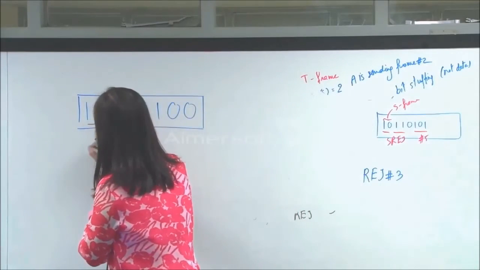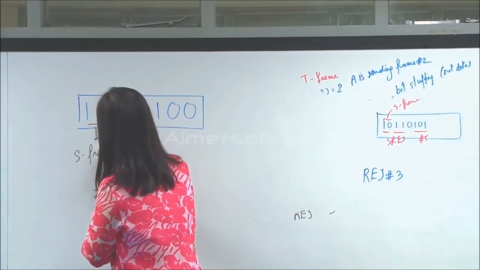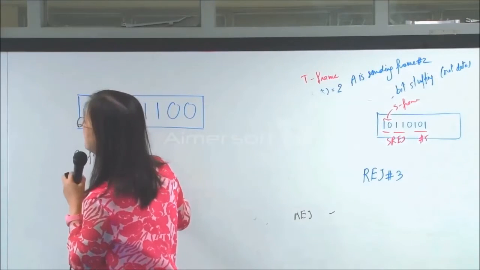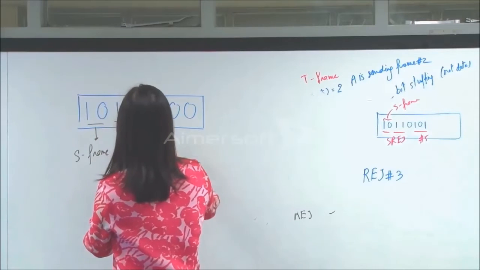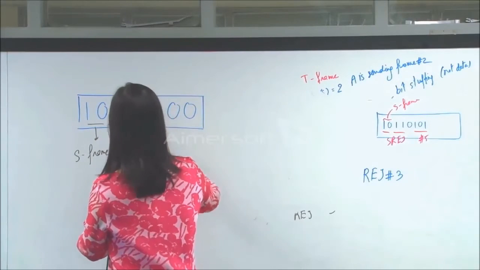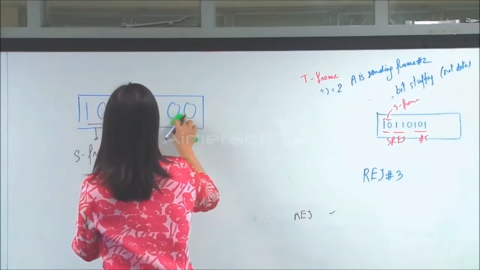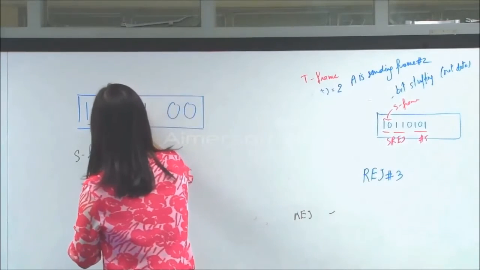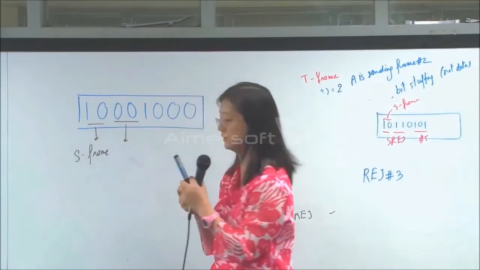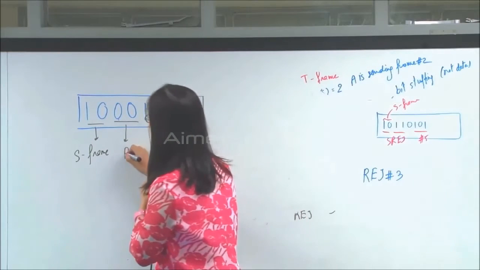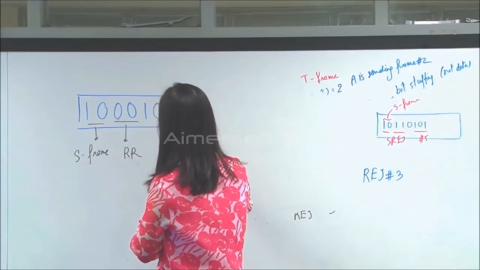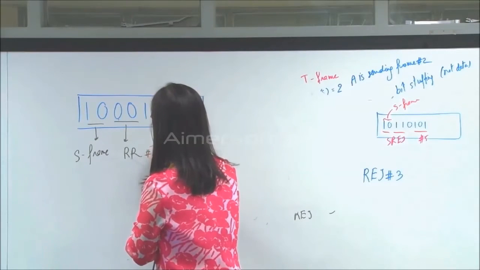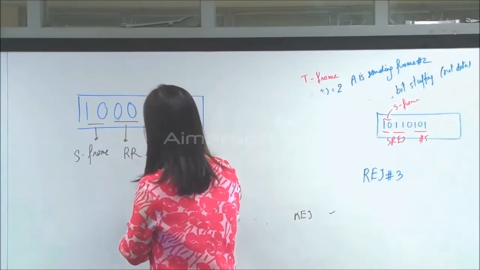This tells me that it's a supervisory frame. This tells me that this is RNR. Oh, sorry. No, this is not the other one. This is RR0. This is RR0 poll. Not the RNR. This tells me that this is RR. This tells me that it is ACK number 1, right? RR number 1. Sorry, RR number 0, okay?